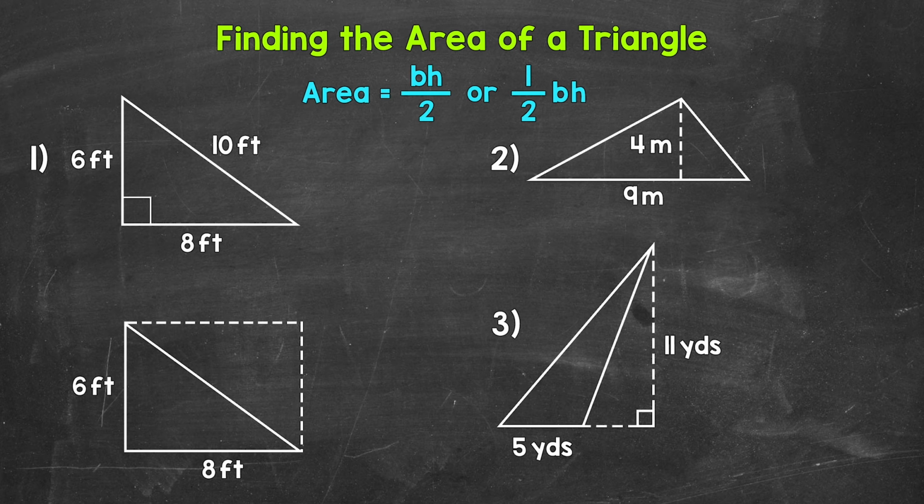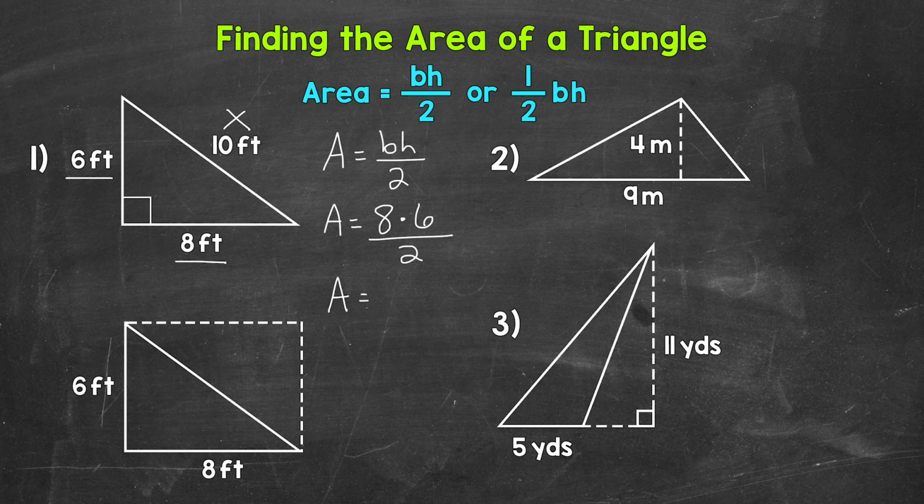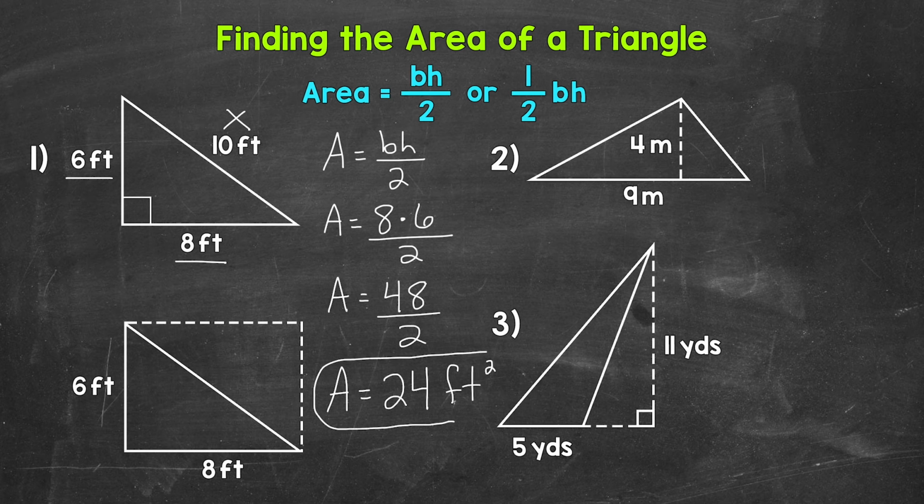Let's jump into number 1 where we have a triangle with a base of 8 feet and a corresponding height of 6 feet. We do not need this 10 feet right here in order to calculate the area. We have area equals base times height divided by 2. Let's plug in the base and the height. The base is 8 feet, so we have 8 feet times the corresponding height of 6 feet, so 8 times 6 divided by 2. Now we can work through this. 8 times 6 gives us 48, and we have 48 divided by 2 here. 48 divided by 2 gives us an area of 24 square feet. So our final area for this triangle, again, 24 square feet.